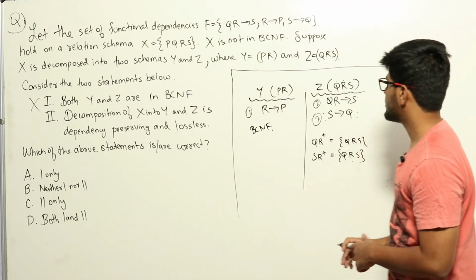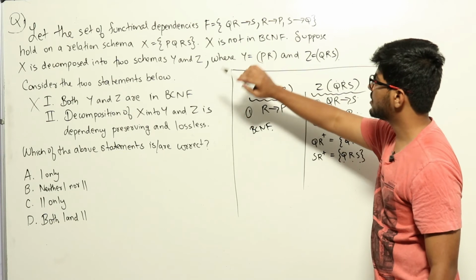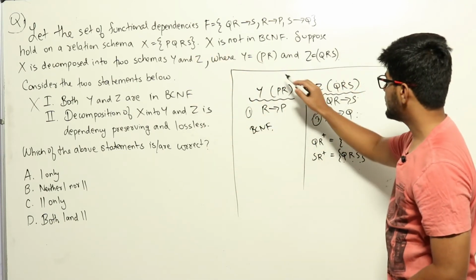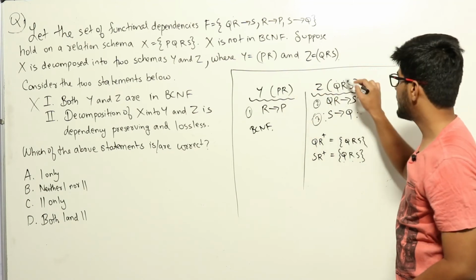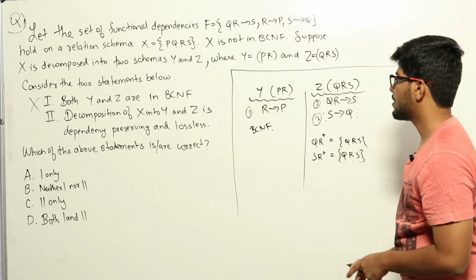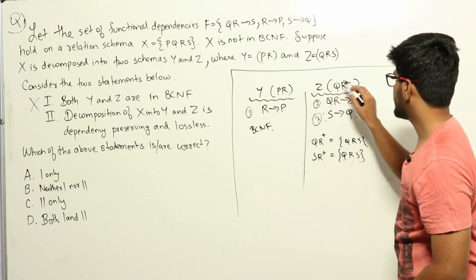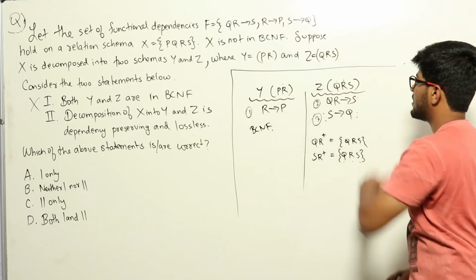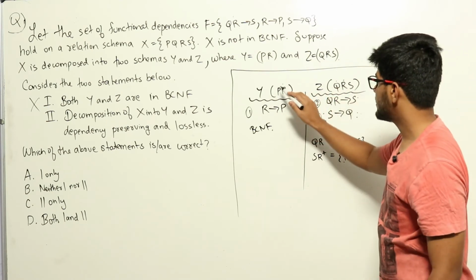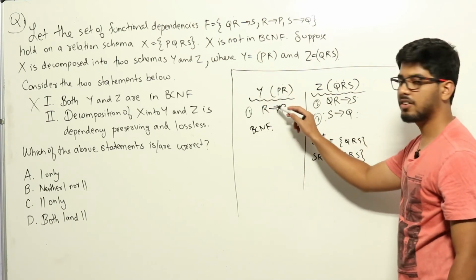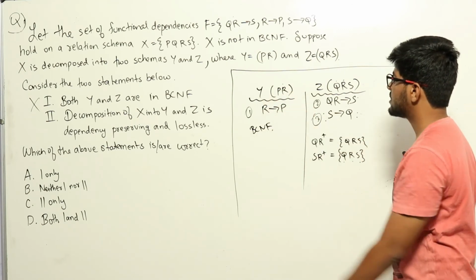Now is it lossless? If we are decomposing one particular schema into two tables like this, then this will be lossless if the common attribute is a super key in one of those schemas. So if you take a look here, the common attribute is R. R is there in Y as well as R is there in Z, and R is a primary key in this particular schema Y because R will give P. Therefore it satisfies the condition for lossless.